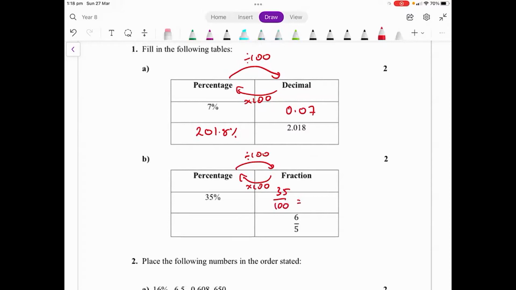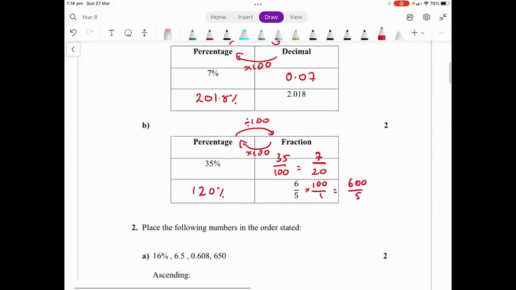201.8%. Question B, 35%, we divide by 100 again, and we have to make sure that we simplify the fraction. That gives us 7 over 20. And if you start with 6 over 5, you multiply by 100, that gives you 120%. Make sure that you're putting those percentage signs in when the answer is a percent.